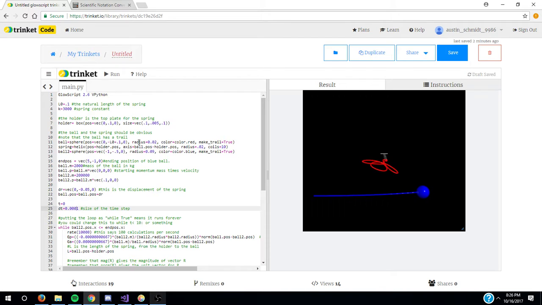And I'm just going to go over the code real quick while letting this play in the background so you can kind of see. So here's where we create the natural length of the spring and the spring constant. We initialize the holder that the red ball is stuck to, the red ball, which is called ball, the spring that the red ball is attached to, and ball 2, which is the much larger ball that is now way over here.